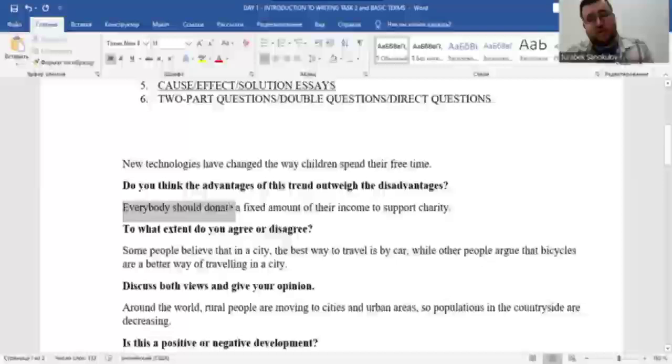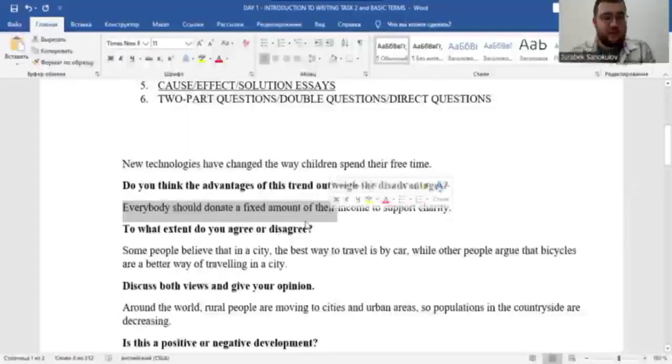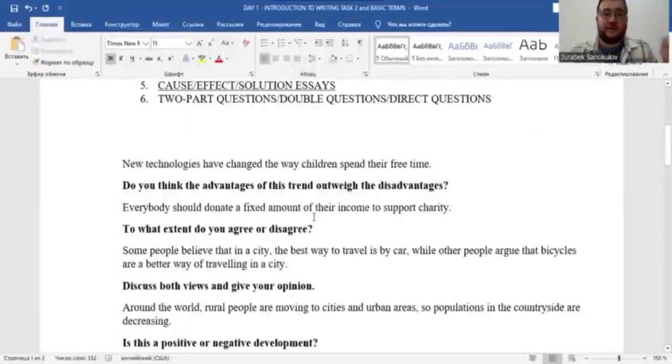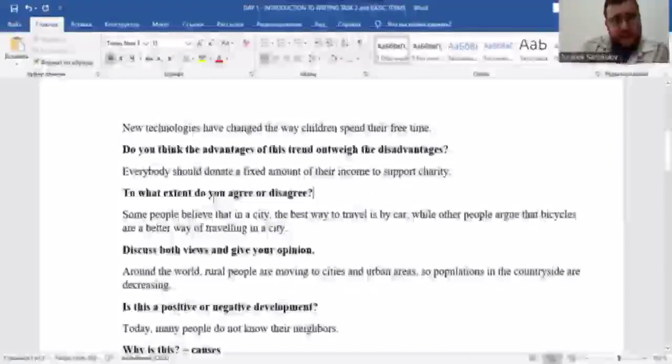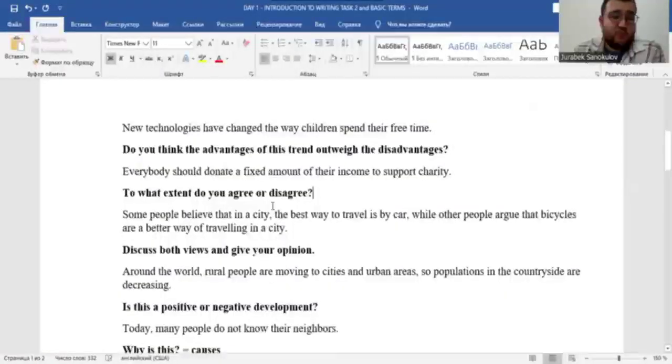This one: everybody should donate a fixed amount of their income to support charity. To what extent do you agree or disagree? So this is the to what extent do you agree or disagree essay, or you can say the agree, disagree essay, right? Next one. Some people believe that in a city, the best way to travel is by car, while other people argue bicycles are a better way of traveling in a city. Discuss both views and give your own opinion. So this is the discuss both views and give your own opinion essay.